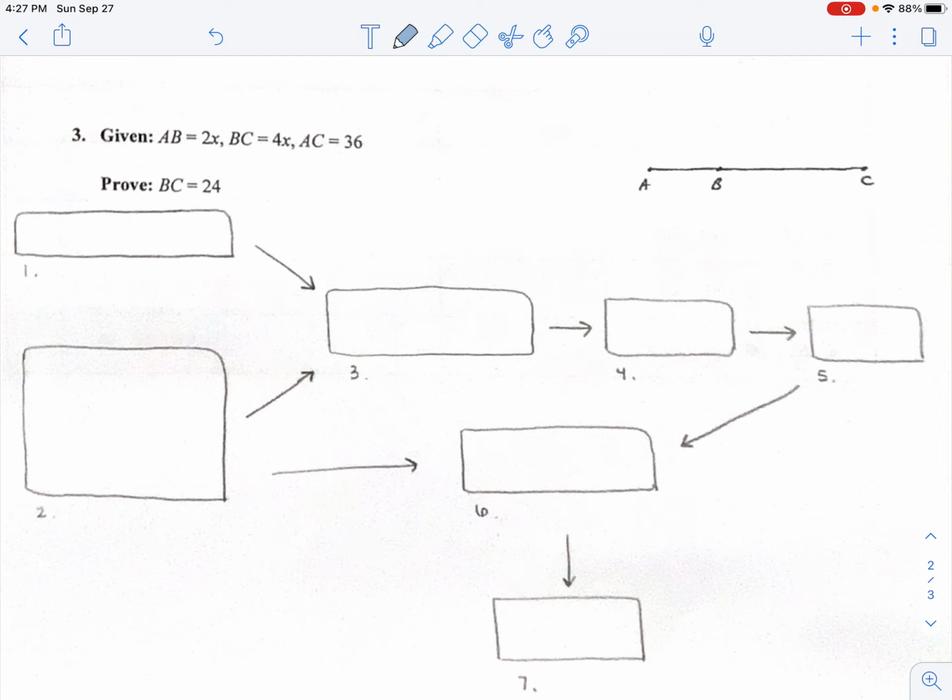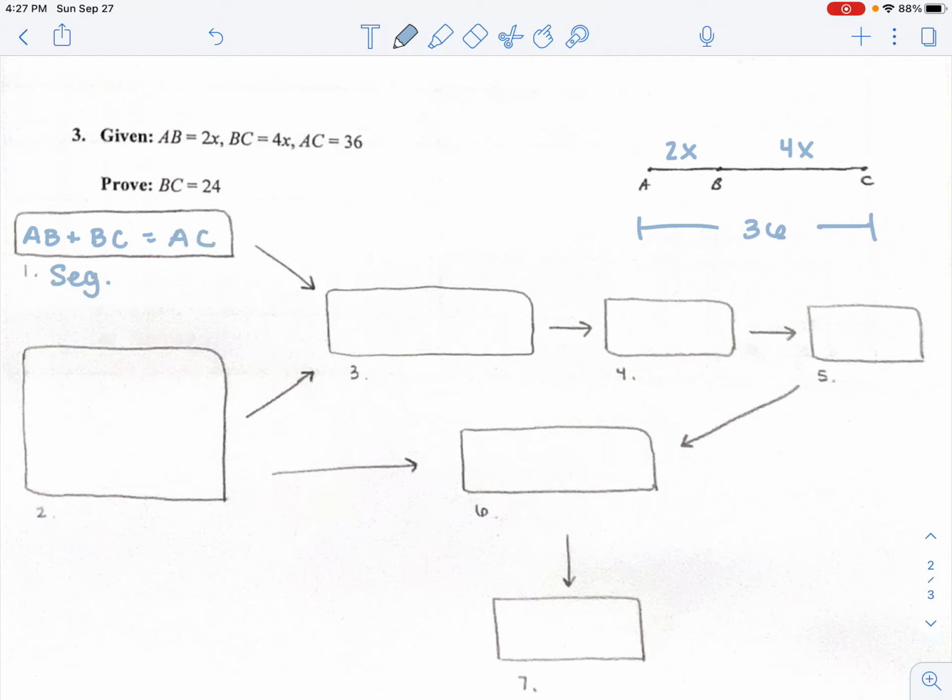All right, it says we are given that AB is 2x, BC is 4x, and AC is 36. Our goal is to prove that the length of BC is 24. I'm going to mark up my picture first. So AB is 2x, BC is 4x, and the whole thing is 36. So I'm thinking we're probably going to make some type of an equation here. Now, before we throw in the numbers, we actually have to write the equation with the words. So I can say that AB plus what? Plus BC equals the whole thing AC.